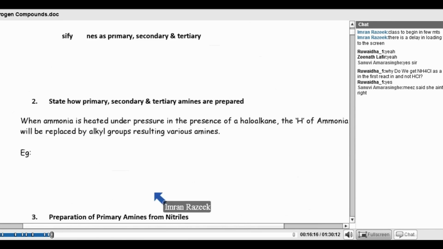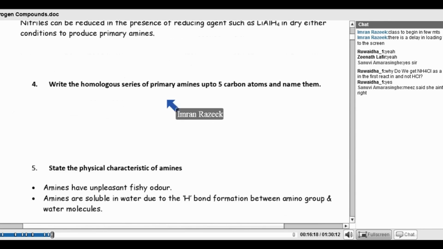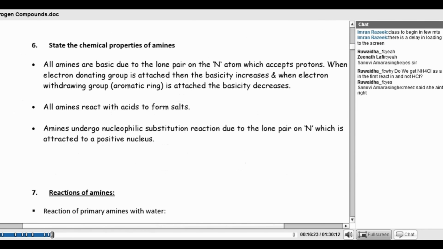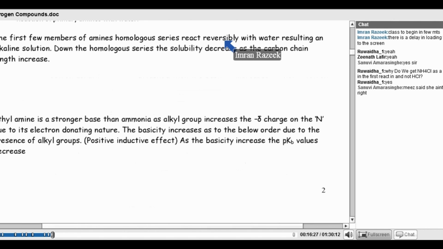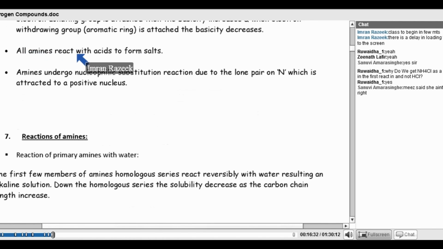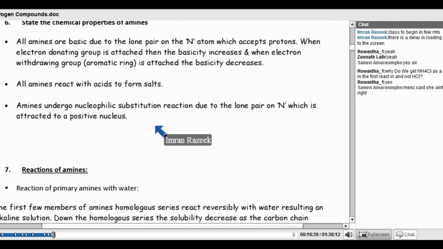So that's the reason why as you go down the homologous series, it becomes more and more basic. Right, so down the homologous series, basicity will increase, because that depends on how great the electron density on nitrogen is. And all the amines react with acids to form salts, because they are basic, and they undergo nucleophilic substitution reactions, because amines are electron rich with a lone pair, so they will attack electrophiles.